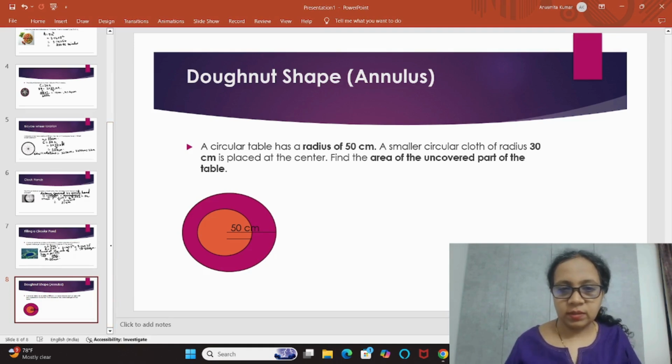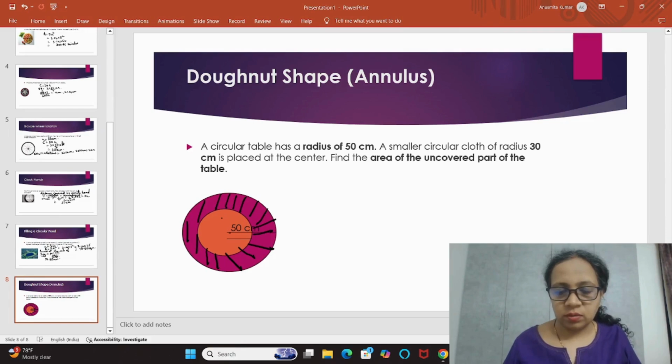Now let's look at the last sum. A circular table has a radius of 50 centimeters. A small circular cloth of 30 centimeters is placed at the center. So this is the circular cloth which you can see at the center, and this is the circular table. Find the area of the uncovered part. That is, this is the uncovered part of the table. You have to find this area, because this is not covered by the cloth.